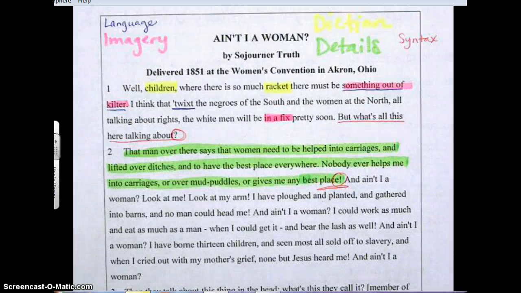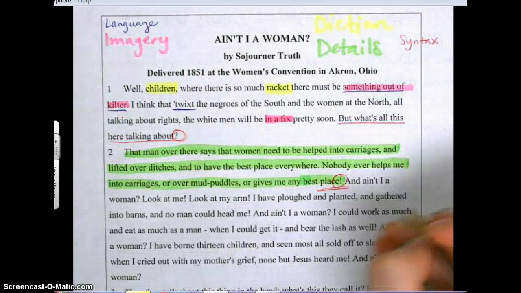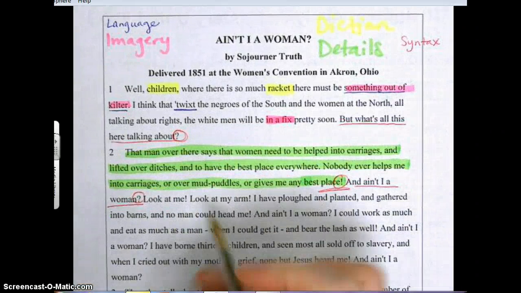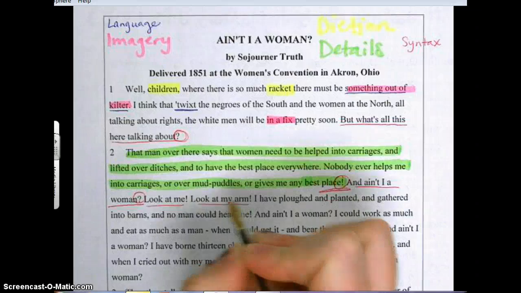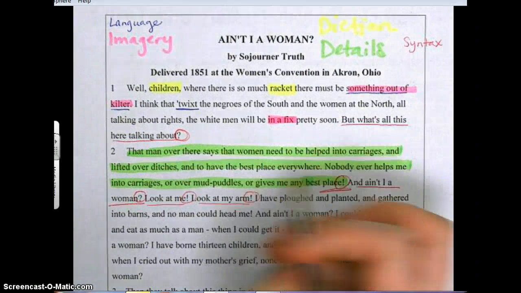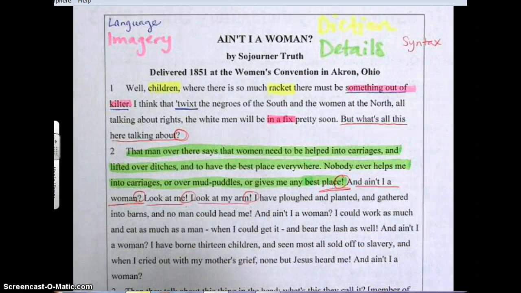"And ain't I a woman?" "Look at me, look at my arm." Okay, and ain't I a woman? There's a question. So I'm going to keep that red. I'm going to just maybe circle that for emphasis. "Look at me, look at my arm." We have some short sentences also for emphasis, kind of a punch as she speaks, and again with exclamation points.